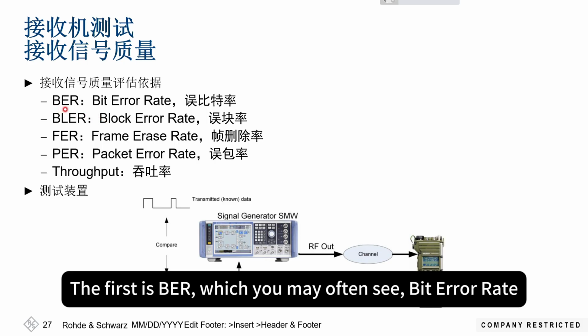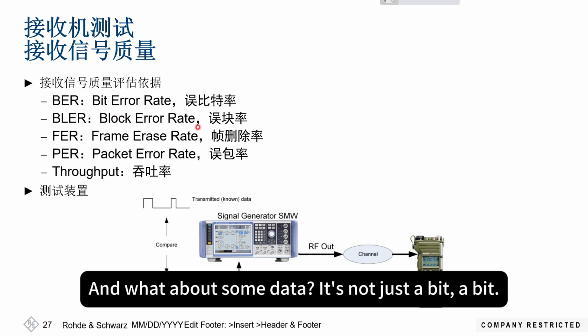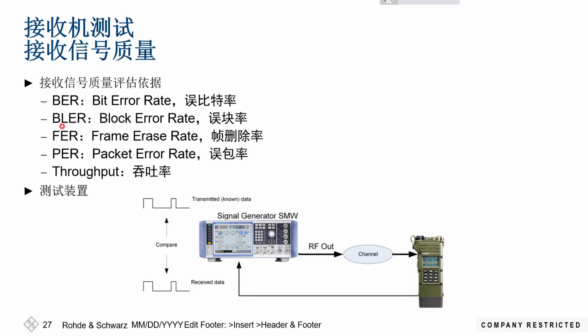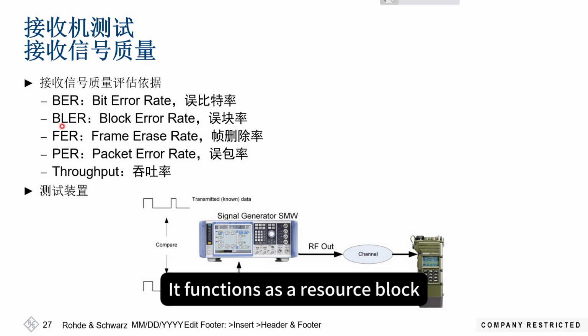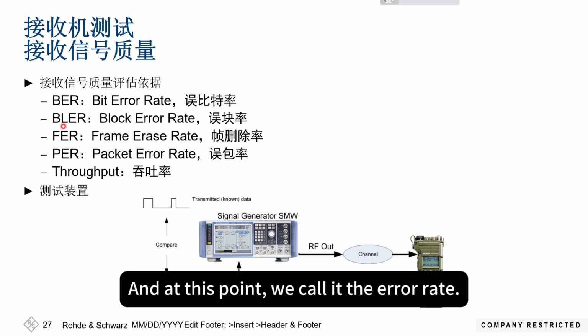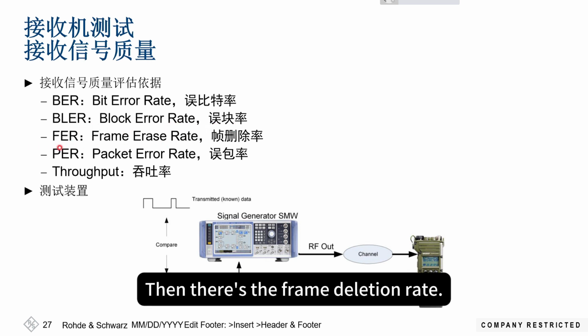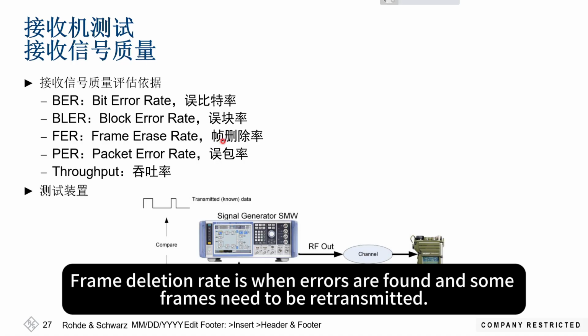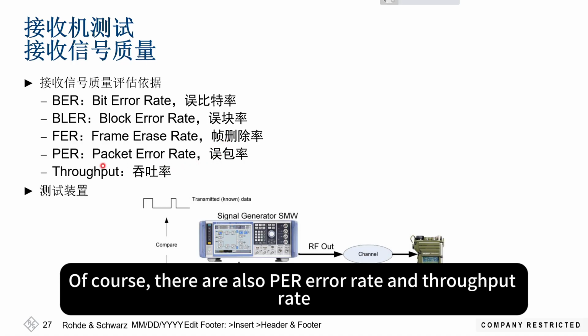The first is BER, which you may often see, bit error rate. And what about some data? It's not just a bit. It functions as a resource block, and at this point we call it the block error rate. Then there's the frame deletion rate. Frame deletion rate is when errors are found and some frames need to be retransmitted. Of course, there are also PER, packet error rate, and throughput rate.